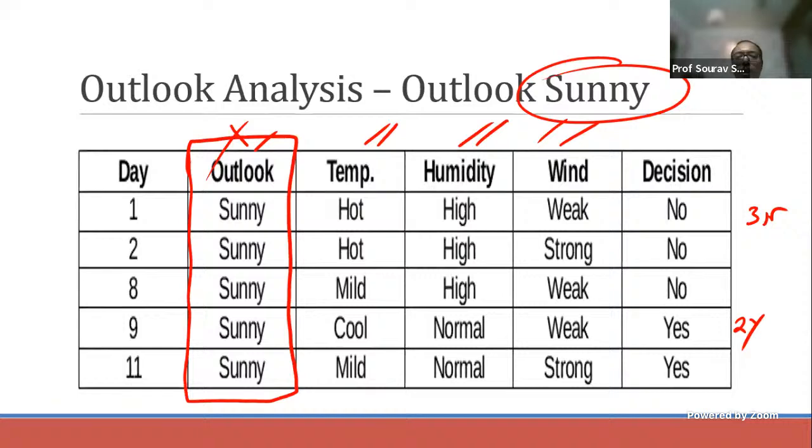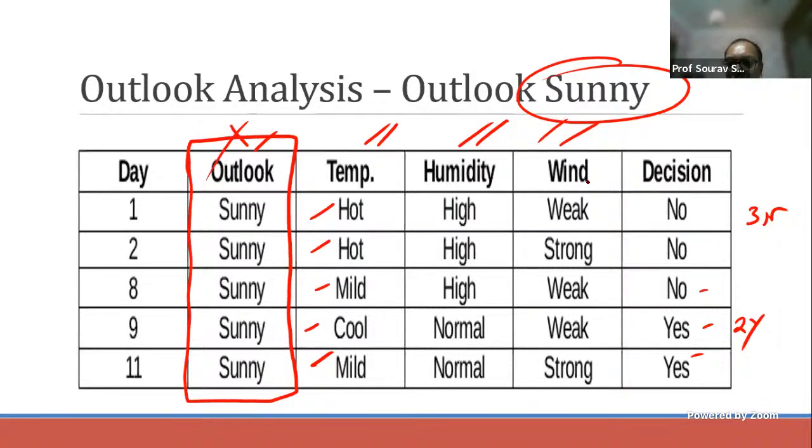Why? Once again, my objective is to make this homogeneous or consistent. For the other cases, if I split based on temperature, there are two cases of hot, which are saying no, which is fine, homogeneous for hot. For cool, only one case, so yes, that is homogeneous. Look at mild: mild one is saying no, mild two is saying yes. Still it will not be homogeneous.